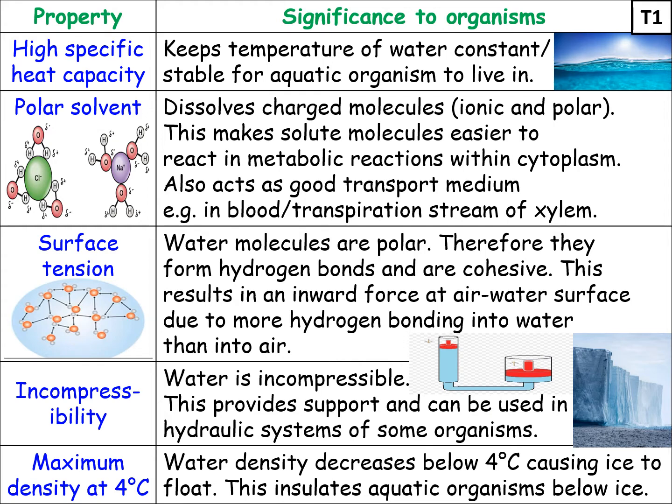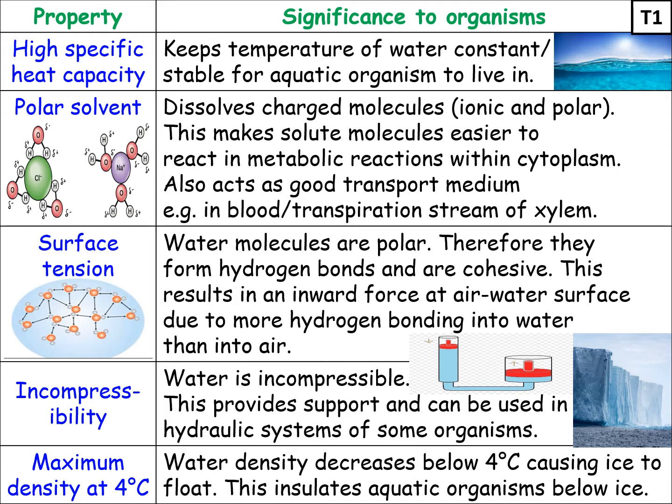Water is also a very good polar solvent because it dissolves charged molecules that are either ionic or polar. This is useful because those dissolved molecules are easier to react with each other in metabolic reactions within the cytoplasm when they are dissolved. Dissolved molecules can also be transported easier because water is used as a transport medium, such as blood or in the transpiration stream of xylem.